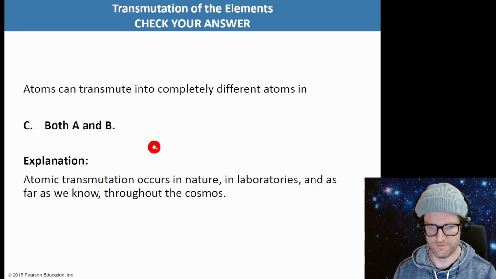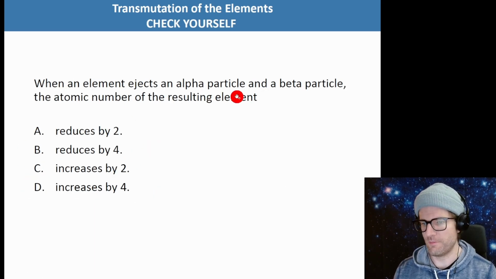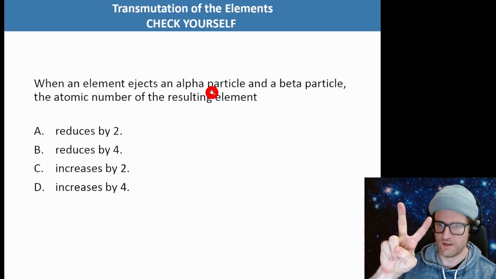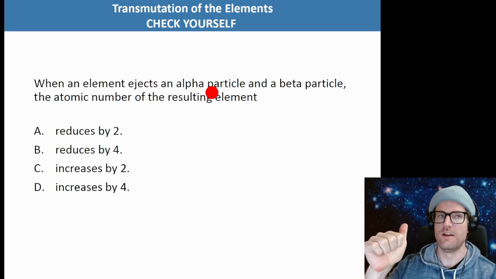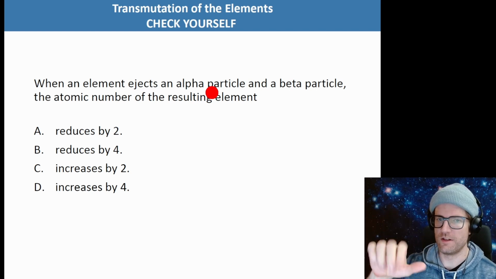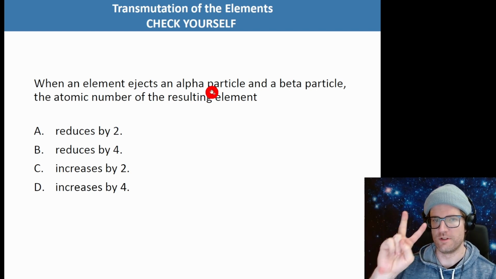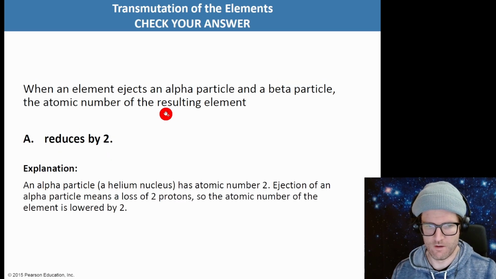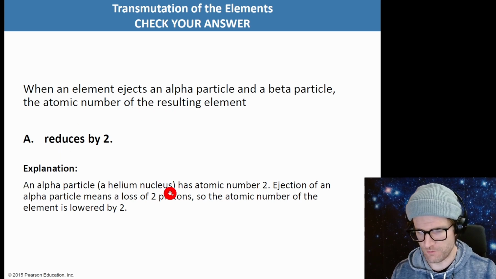Okay, atoms can transmute completely into different atoms in both nature and laboratories. So that's C. When an element ejects an alpha particle and a beta particle, the atomic number of the resulting element... while an alpha particle reduces the number of protons by 2, the beta particle emission changes a neutron into a proton. So that's -2 + 1. So it reduces it by a total of 1. Oh, so I am not correct. Let's read this. An alpha particle, a helium nucleus, has atomic number 2. Ejection of an alpha particle means a loss of 2 protons. We said that. So the atomic number of the element is lowered by 2.